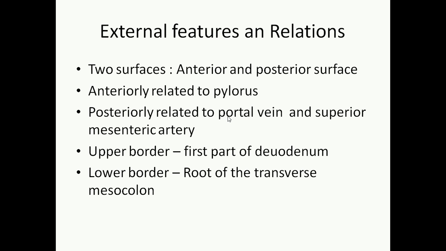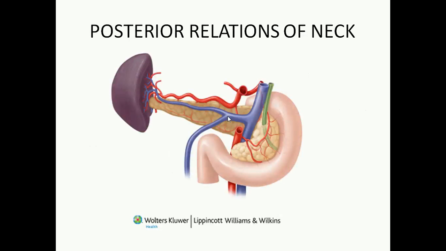And upper border, if you see, the first part of the duodenum, and the lower border you get the root of the transverse mesocolon. So the upper border of the pancreas is related with the first part of the duodenum, which is seen above the pancreas, and the lower border is related with the root of the transverse mesocolon. So the relations to the pancreas are very easy.